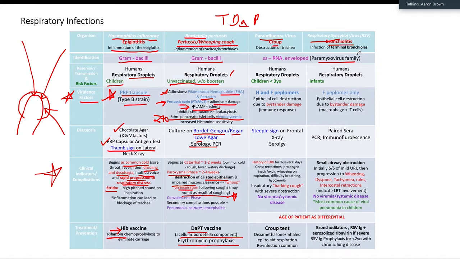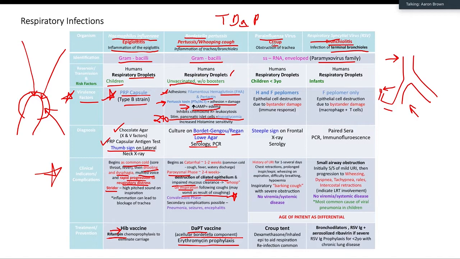Parainfluenza virus causes croup, which is an obstruction of the trachea. That's pretty high in our respiratory system, right? Our trachea is all the way up here. Now, RSV is going to be an infection of terminal bronchioles. Holy cow. So not only have we gone to the bronchi, we've gone to the mid-sized bronchi, we've gone to the small bronchi, and now we are in the terminal bronchioles. This is where RSV is going to cause an infection. This is where parainfluenza is going to cause an infection. Very different anatomy in these two areas, and so they're going to present very differently.